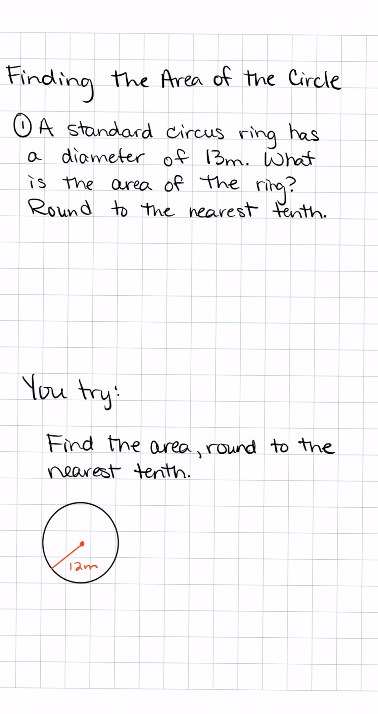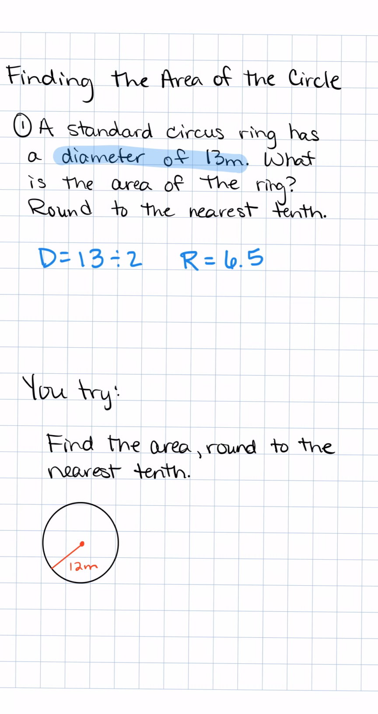Finding the area of a circle. A standard circus ring has a diameter of 13 meters. What is the area of the ring? Round to the nearest tenth. So this is the diameter, and we need to know the radius. So if the diameter equals 13, we need to divide it by 2 to get the radius. So 13 divided by 2 is going to equal 6.5. So the radius equals 6.5.